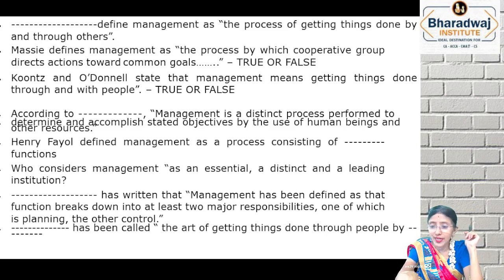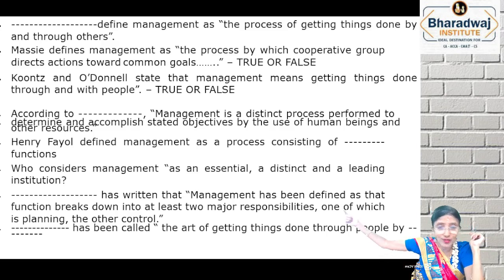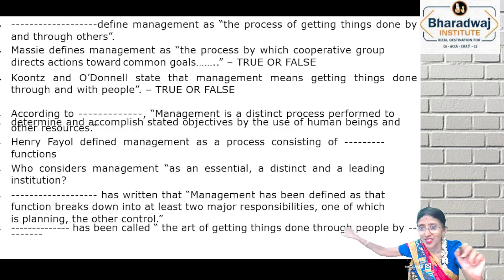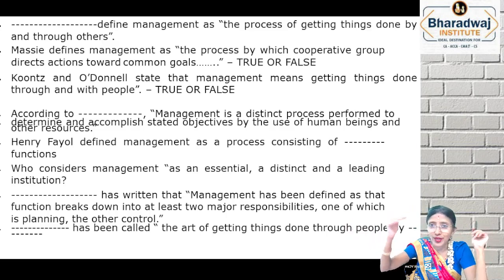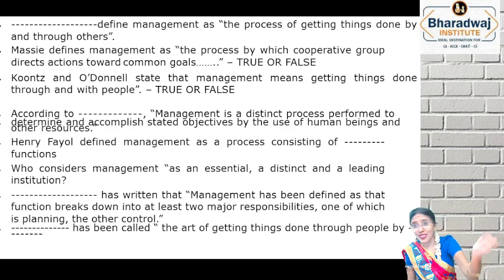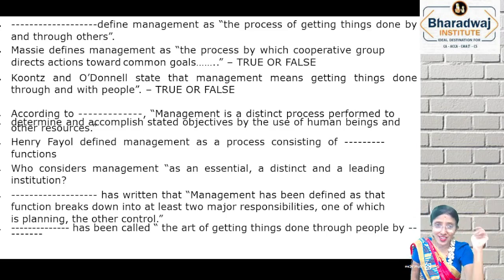Okay. Massey defines management as a process by which a cooperative group directs actions towards common goals. True or false? Like this also, they will give you the name of the expert, they will give you the definition. They will say it is true, it is false, or they will give you two or some other options. That is also one type. One is finding out who said this. The other is finding out whether what the person said is true or false. Both types I am giving you.